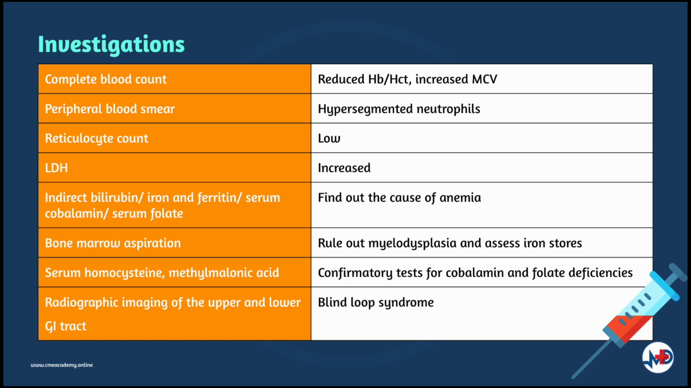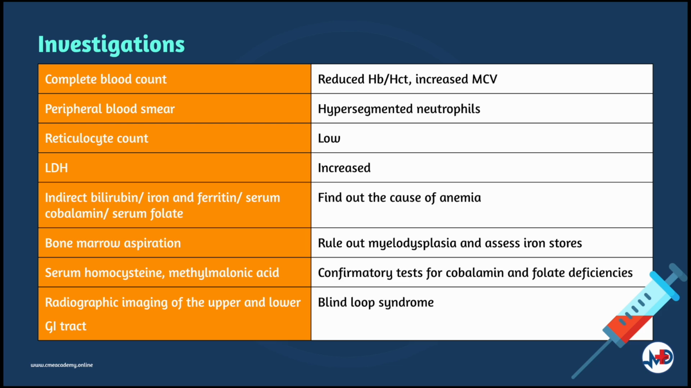Next, the reticulocyte count would be inappropriately low, representing the lack of RBC production due to massive intramedullary hemolysis. In addition to that, LDH levels should be measured. Typically, in the case of severe megaloblastic anemia, the LDH levels would be markedly increased. In addition to that, you should order indirect bilirubin levels, iron and ferritin, serum cobalamin, serum folate, and possibly red blood cell folate levels. Generally, a bone marrow aspiration is not required to make the diagnosis of vitamin B12 deficiency.